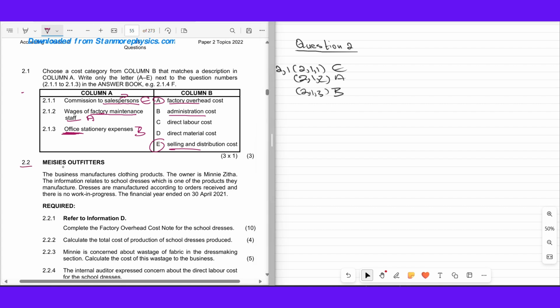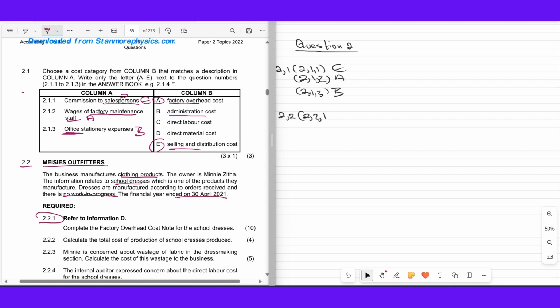Now we go to 2.2.1. So they are saying that the business manufactures clothing products. The owner is Minizita. The information relates to school dresses, which is one of the products they manufacture. Dresses are manufactured according to the orders received, and there is no work in progress. The financial year ends on 30 April 2020.